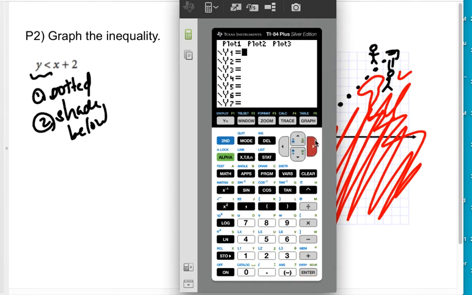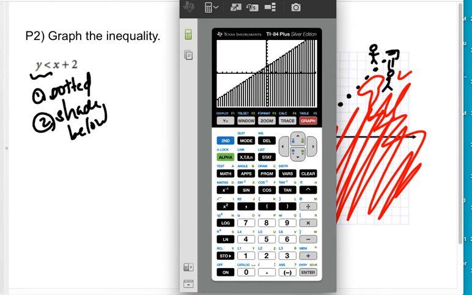I can put x plus 2 in my calculator, and it'll graph a line. But if I want to make it shade things, I actually can go over to this symbol and hit enter. The first one will give me a really thick line. The next one will give me shade above, and the next one will give me shade below, which is what I want here. So now if I hit graph, it'll shade below for me.